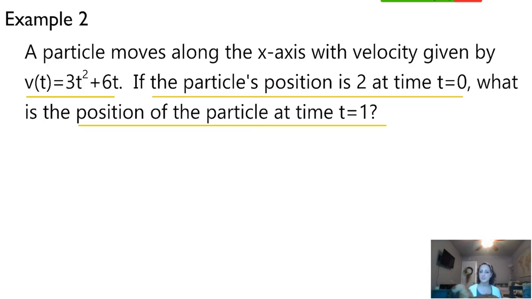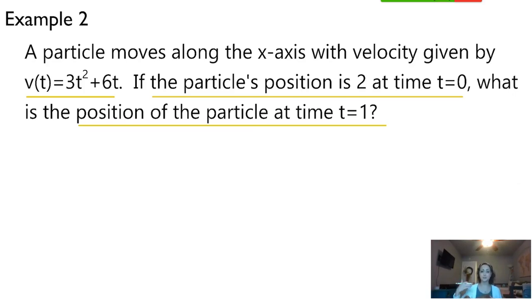Go ahead and copy. I just underlined the important parts, so you can just copy those parts. Okay, so we've got a particle that moves along the x-axis, and our velocity is given, which we typically think of as the first derivative, right? And then we're told that the particle's position is 2 when time is 0, and we want to know the position of the particle at time 1.